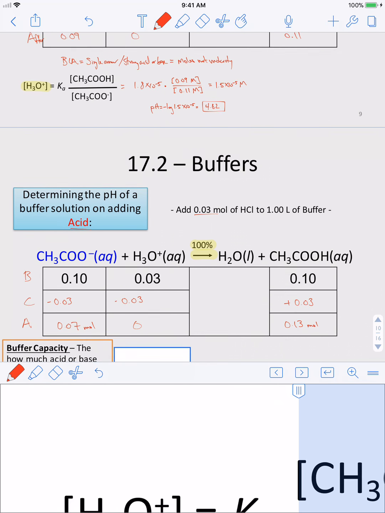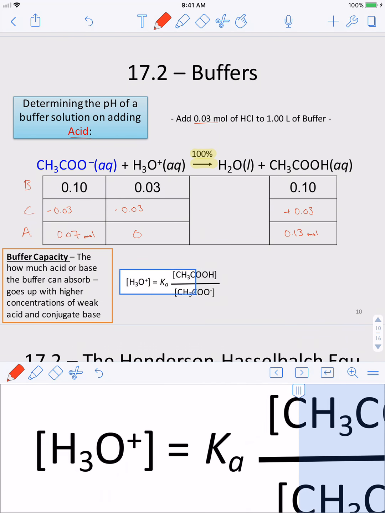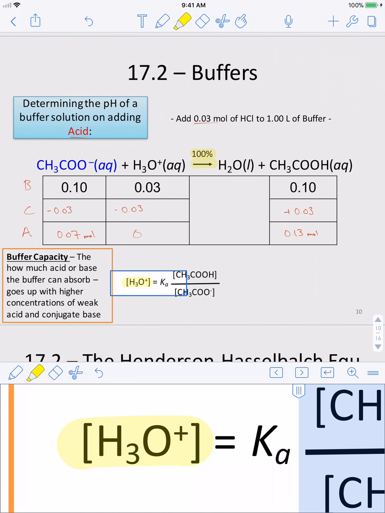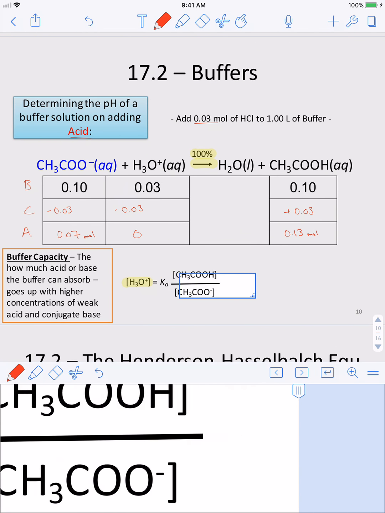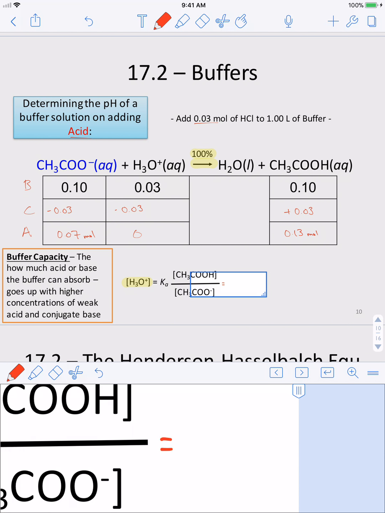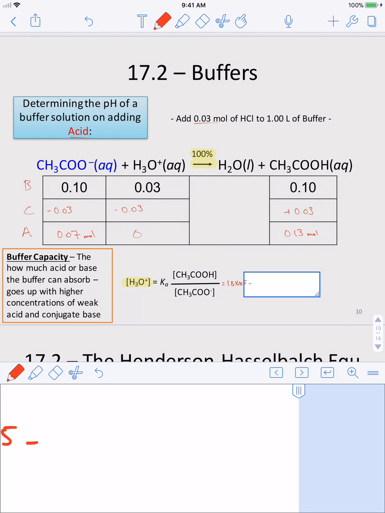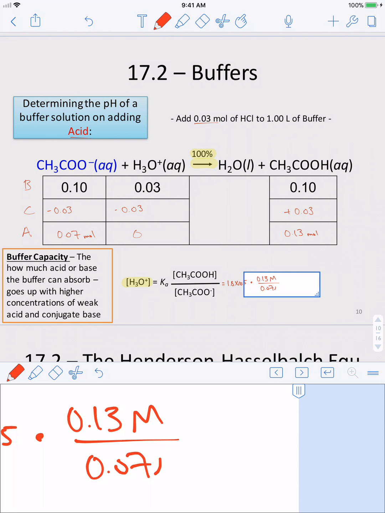All right, and we want to know what is the pH. So again, we are going to calculate the H3O plus concentration. We've solved the Ka expression for H3O plus, and we're going to plug in what we know here. The Ka is the same Ka as before, 1.8 times 10 to the minus 5, times, sorry, not equals, times the concentration of acetic acid. Well, that's on the right-hand side this time. It's 0.13 molar. Again, we divided by 1 liter here, keep that in mind. And 0.07 molar.